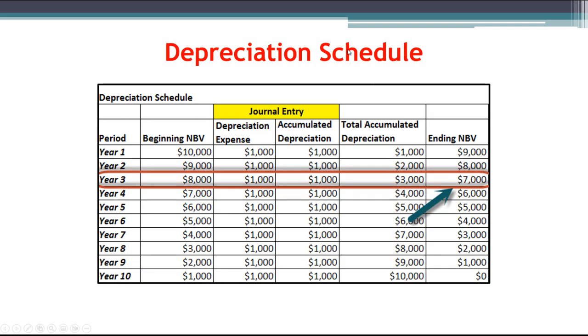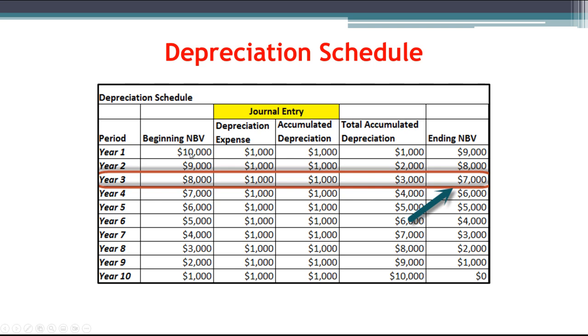So let's look at what's called a depreciation schedule. Now you'll see different styles of this. Some of them have more columns, some of them have fewer columns. This is just a pretty basic one. We're looking at our 10-year life. Sometimes they even start with year 0 just to show you what the original cost was. But year 1, we had a beginning net book value of $10,000.